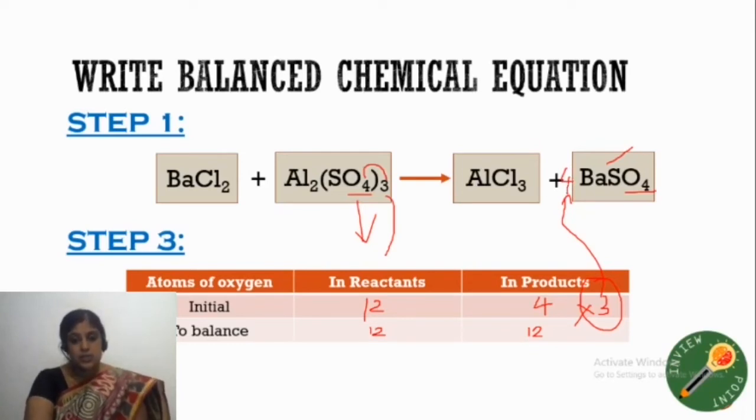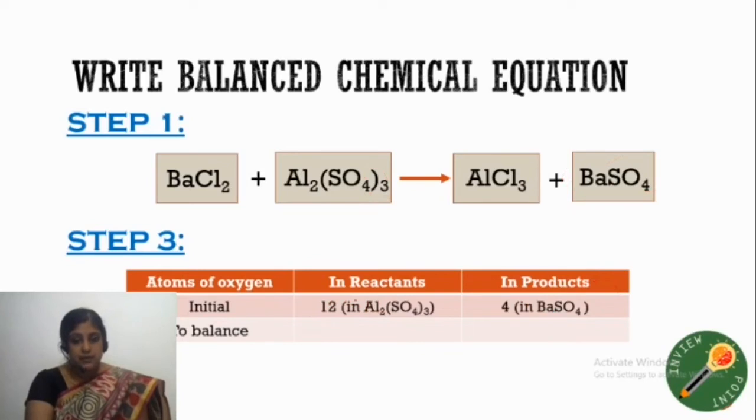Is it clear, students? So here, initially, the number of oxygen atoms was how much? 12 in the reactant side and 4 in the product side, right? So we are multiplying this 4 with a factor 3 so that the number of oxygen atoms in the reactant side and product side are equal, right? So this value 3 is written in the product side, right? We are multiplying with 3 in the product side, right?